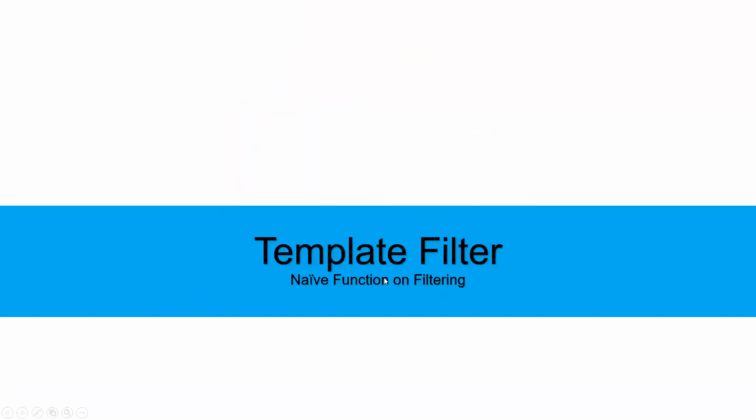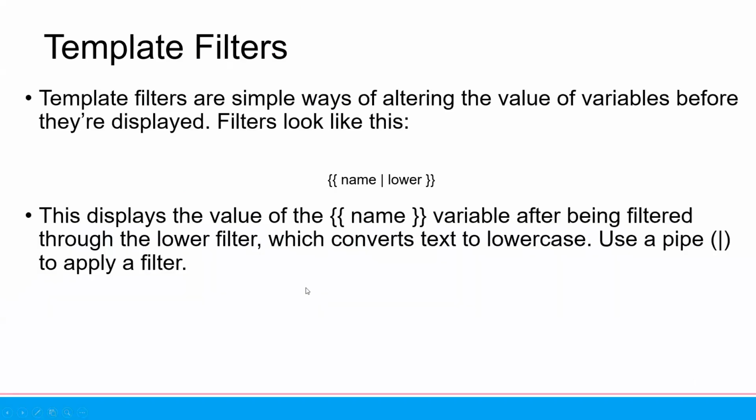First is about the template filter. In this section, I'm just teaching you how to use the naive function. There are many functions that you can use, but let's use the very basic ones. The template filters are simple ways of altering the values of variables before their display. Let's say I want to print the name, but I do not want to print it directly, I want to change the name into lowercase.